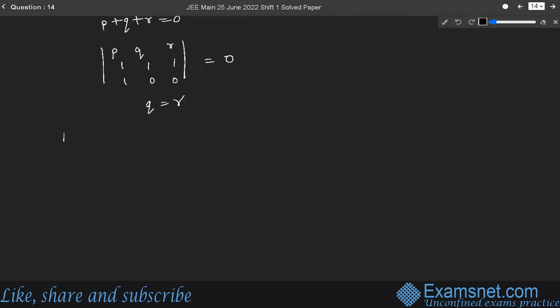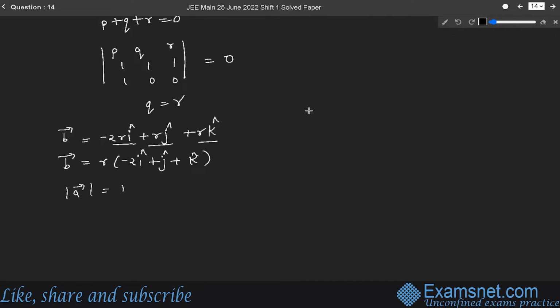Now, we can say that b vector will be equal to minus 2r i plus r j plus r k. Taking r common, because in all these three terms r is common, b vector will be equal to r (minus 2i plus j plus k). Now, modulus of a vector will be equal to modulus of b vector. So we can say that 5 root 3 will be equal to modulus of r into under root of 6. So mod of r will be equal to 5 upon root 2.